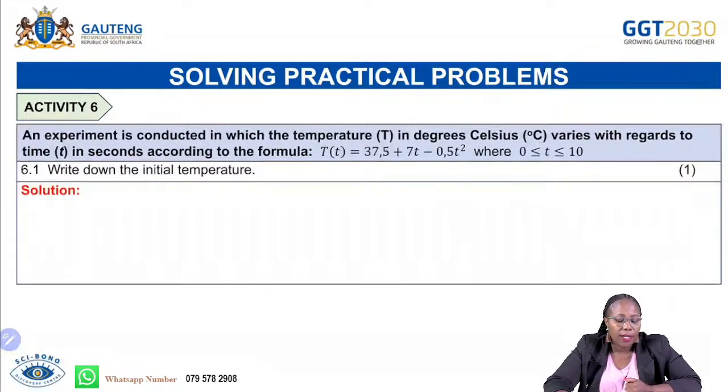Okay. And then now here, given an experiment is conducted in which a temperature T in degrees Celsius varies with regards to time in seconds according to the formula.